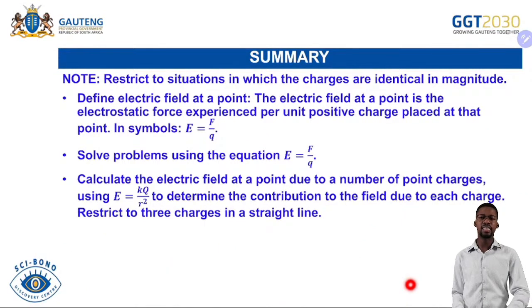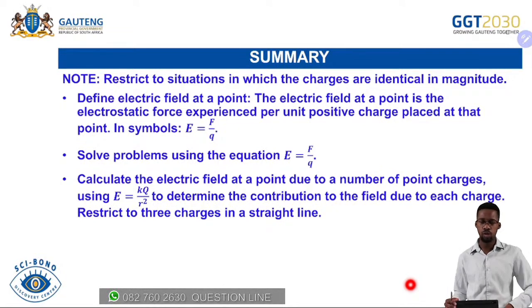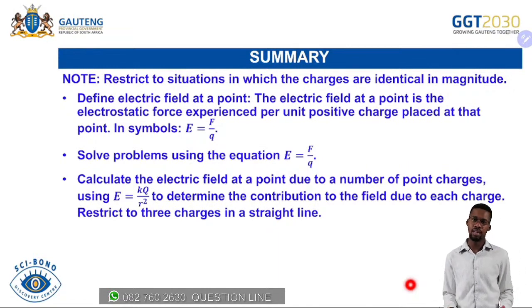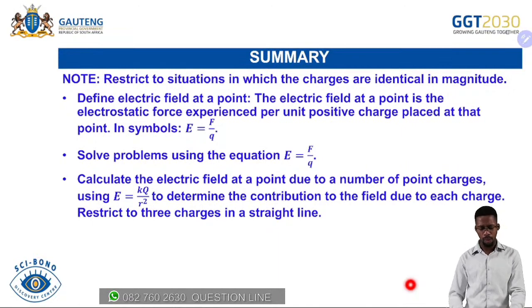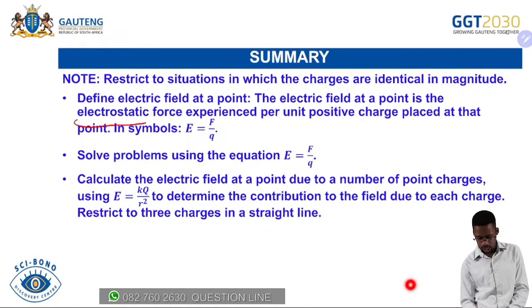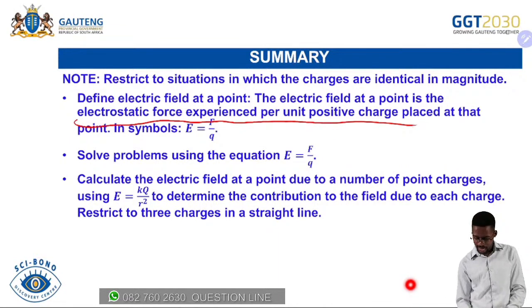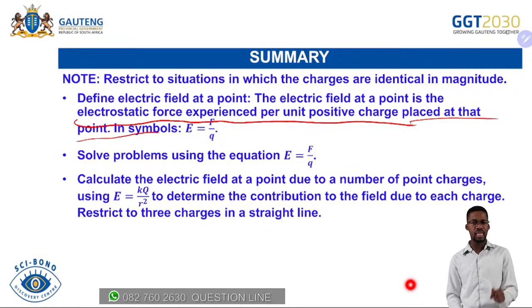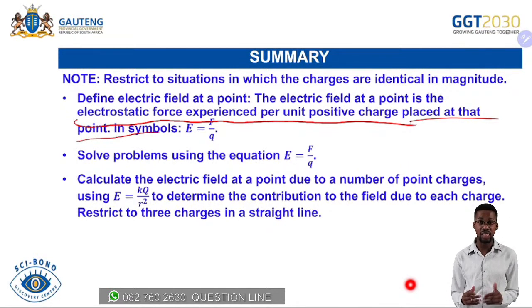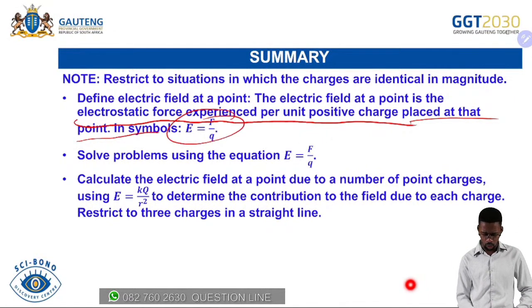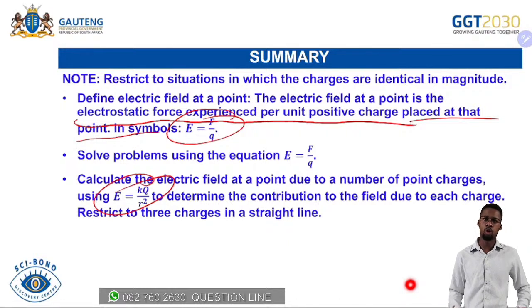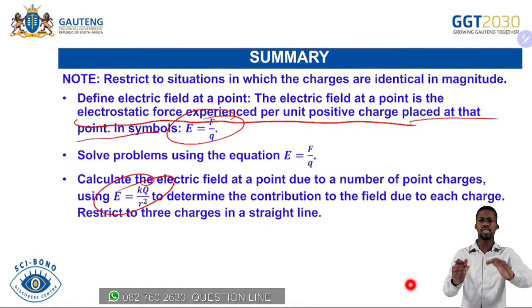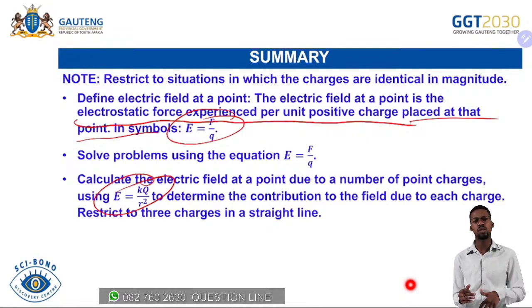So as I summarize, indeed, it is very important to be friends with the exam guideline. The exam guideline tells us everything that we need to know about the content that we have covered. So when we talk about the electric field at a point, we define it as the electrostatic force experienced per positive unit charge placed at that point. So let's see definitions the way they appear in the exam guideline, and these are the acceptable equations that will be required to solve problems. So when it comes to electric field, let us be comfortable that we'll get all the marks. Let's fight to win.